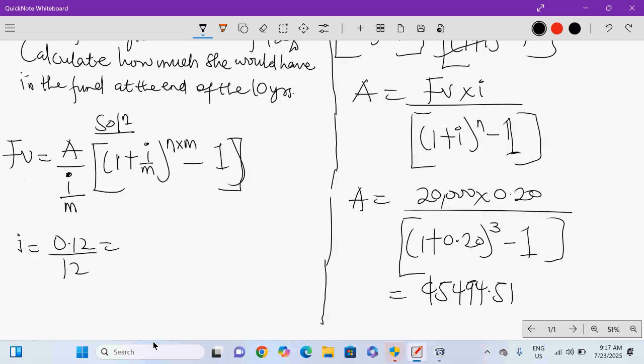So that's giving me 0.01. And then my number of periods would be how many years? 10 years times the 12 months, giving us 120, right? So from here I can just proceed.